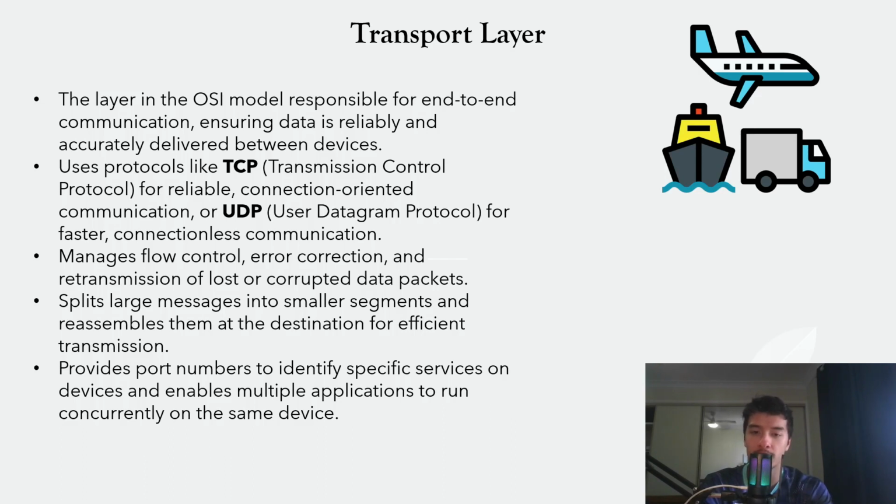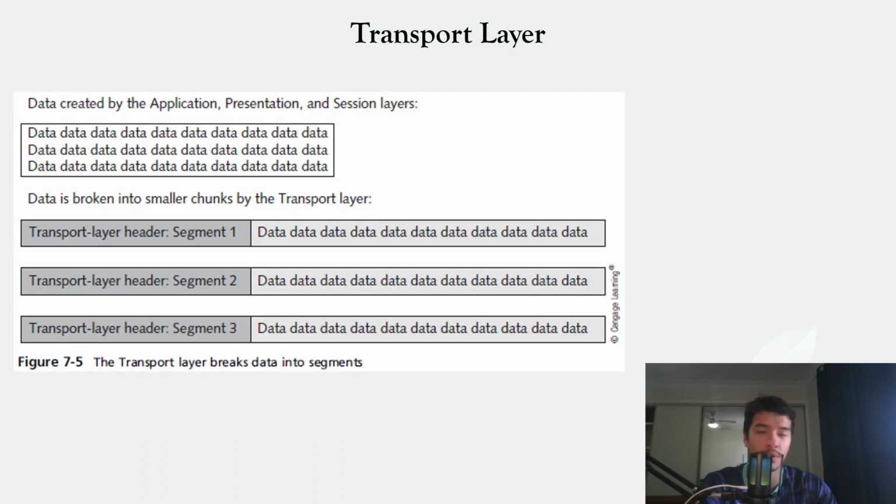Provides port numbers to identify specific services on a device and enable multiple applications to run concurrently on the same device. Now, here's what it looks like. Say you have data created by the application layer, session layer, and presentation layer, the three layers we just went through above. Maybe a lot of it came from the presentation layer, and it got compressed by this, and this is what it churned out. Data, data, data, data.